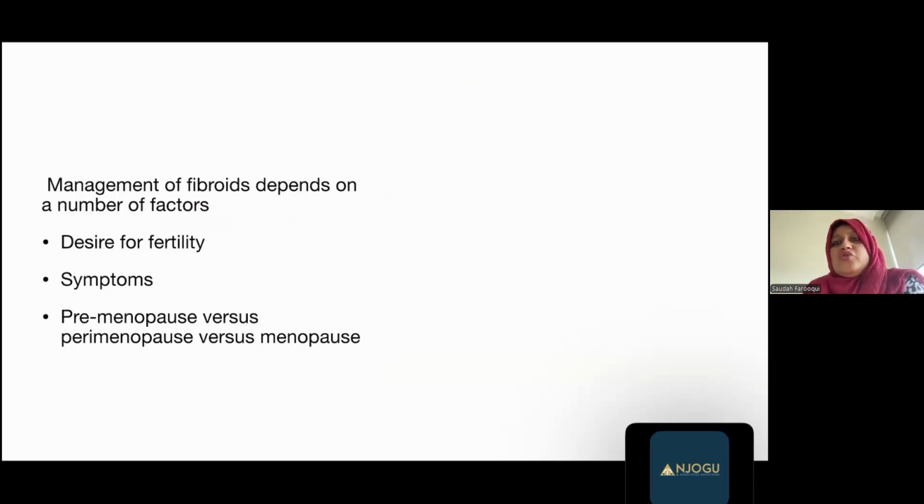So again, when we come to management, it depends on a number of factors. The desire for fertility, and if that is the reason you came to the hospital, if you have infertility, or if you're done and you came with other symptoms. And then also premenopause versus perimenopause versus menopause.